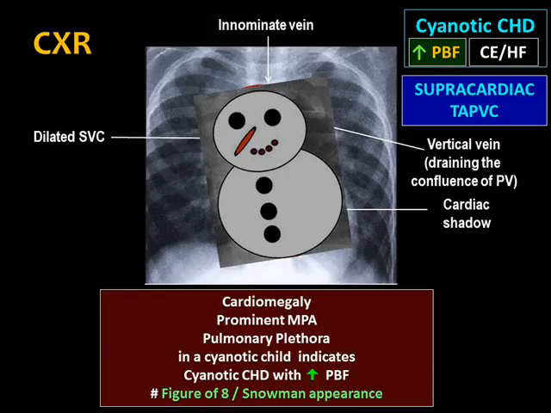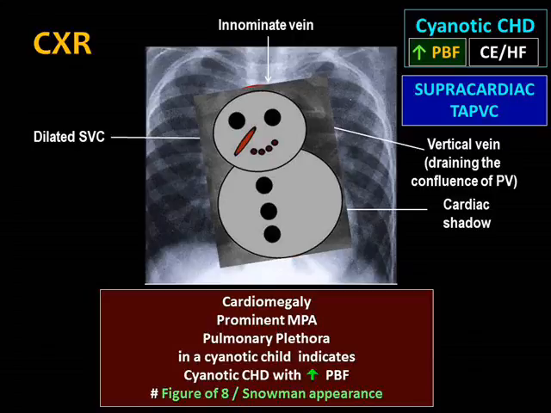Now, this is another classical example of a chest X-ray of a patient with cyanosis with increased pulmonary blood flow. Now this is an exception to the rule. It occurs in supracardiac TAPVC, wherein the great vessels are normally related unlike others in this transposition group.